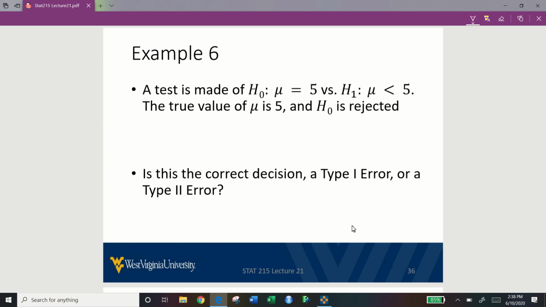Well, the first thing we should really ask ourselves: was a mistake made? Let's read the problem again. A test was made of our null hypothesis, mu equals 5, versus the alternative of H1: mu less than 5. The true value of mu is 5. Okay, so that's saying that the null is true.